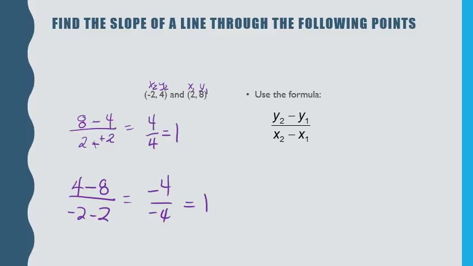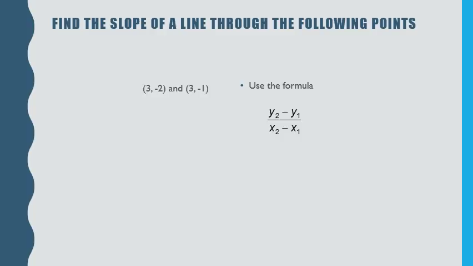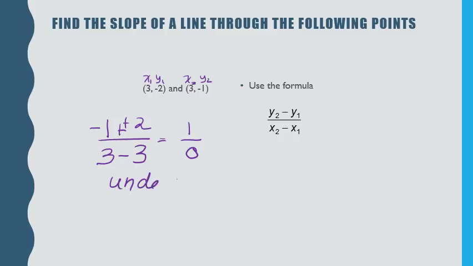Next, let's try it again. So using our formula, x1, y1, x2, y2. Okay, I've got -1 minus -2 over 3 minus 3, which will give me +1 over 0. Whenever it's over 0, if you put that in a calculator, you're going to get an error, or it might explode because it's impossible.